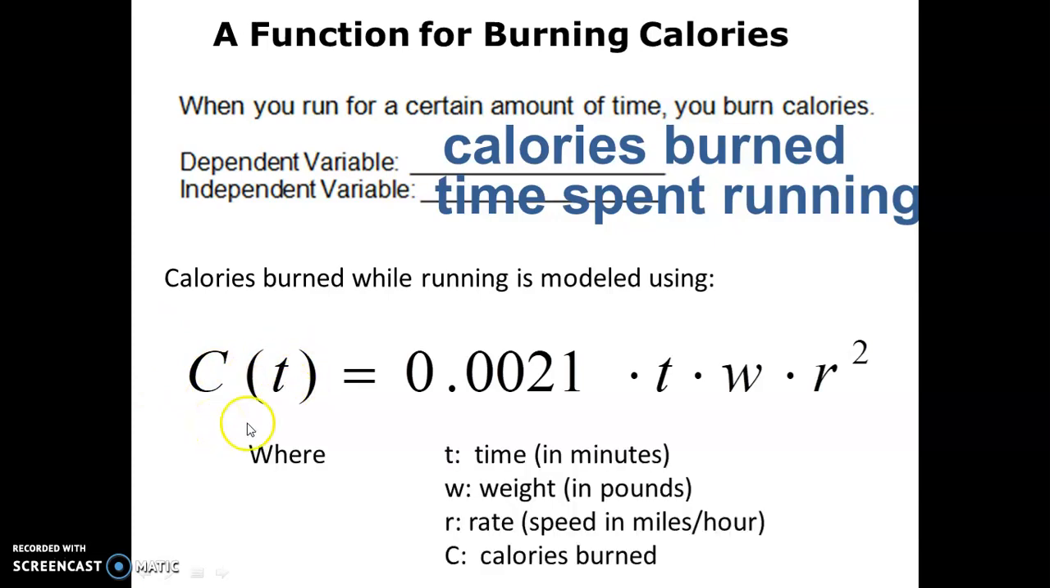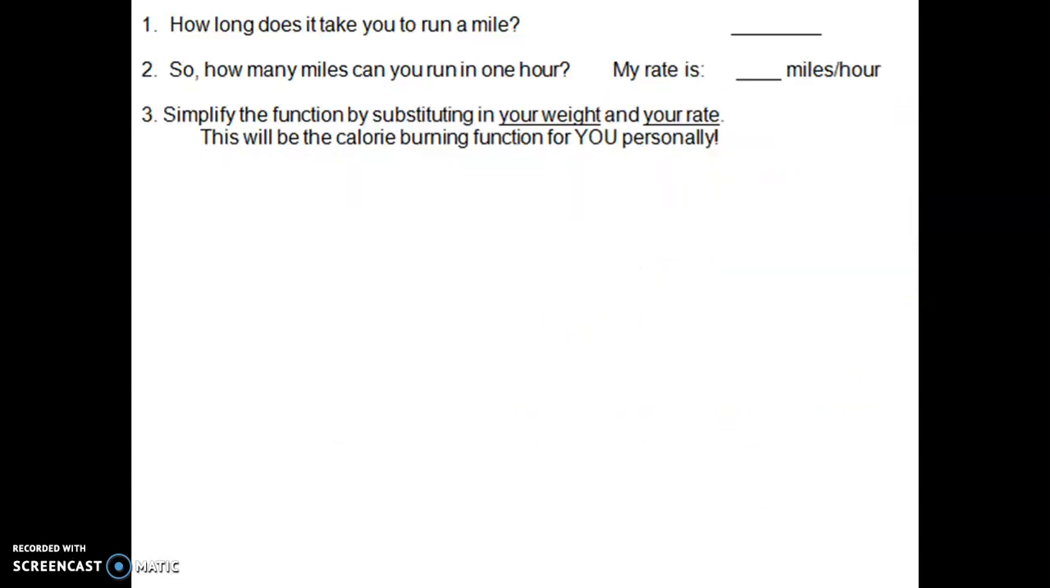And it's important to know what units each of these variables has to be in. The time is in minutes. The weight is in pounds, which you may not be familiar with, but we'll do a conversion soon. The rate is a speed in miles per hour, and C represents the calories burned. So the goal here is going to be make a function for you specifically. So every student now is going to create a function, but that function will be unique to each student. So let's run an example now for making this function for me.